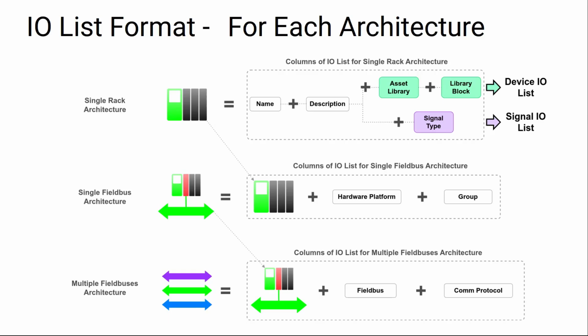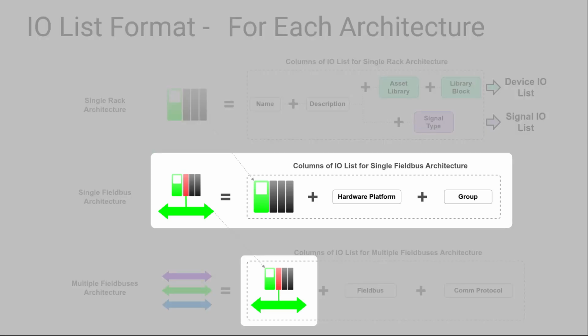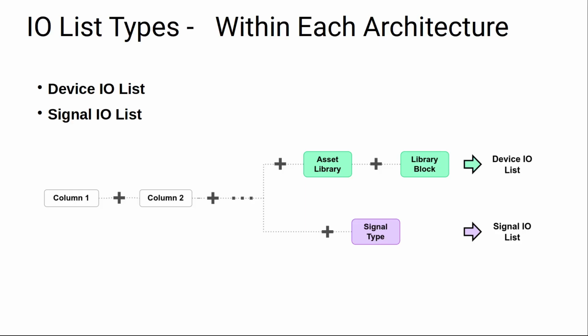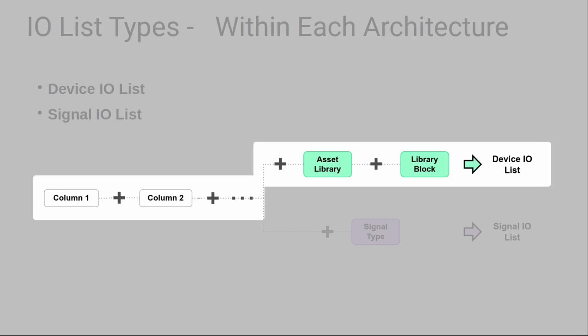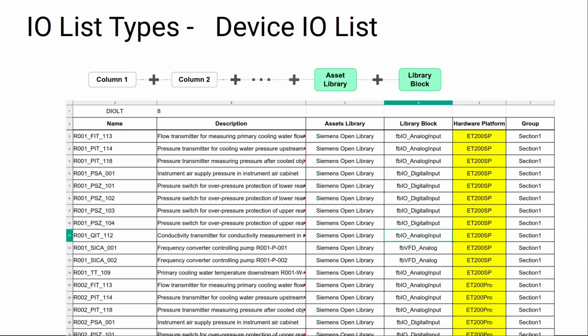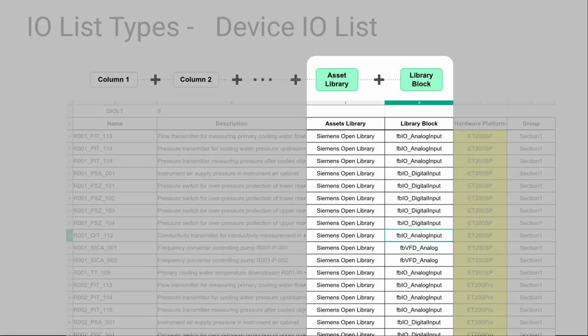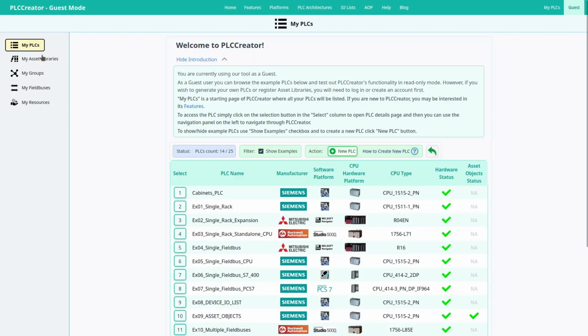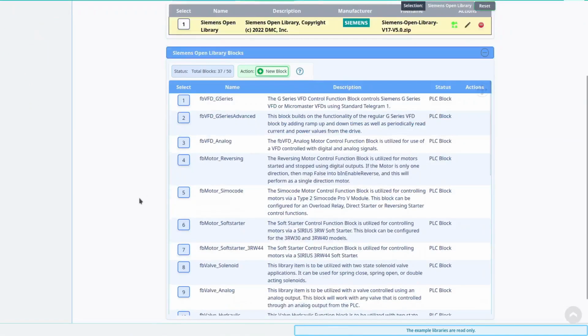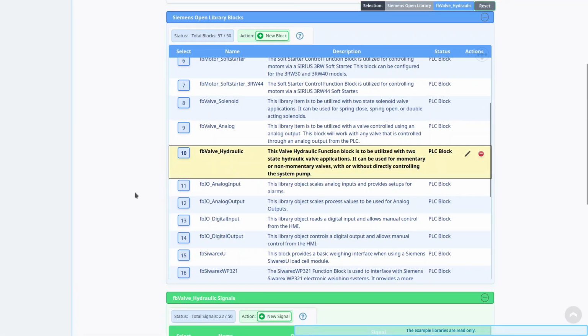In PLCCreator there is a special format of the IList for each architecture. The column structure is nested, starting from single rack architecture as a base IList. Within each architecture there are 2 IList types, device IList and signal IList. Besides the other columns, the device IList has asset library and library block columns. These columns are references to the corresponding asset library and library blocks registered on my asset libraries page.